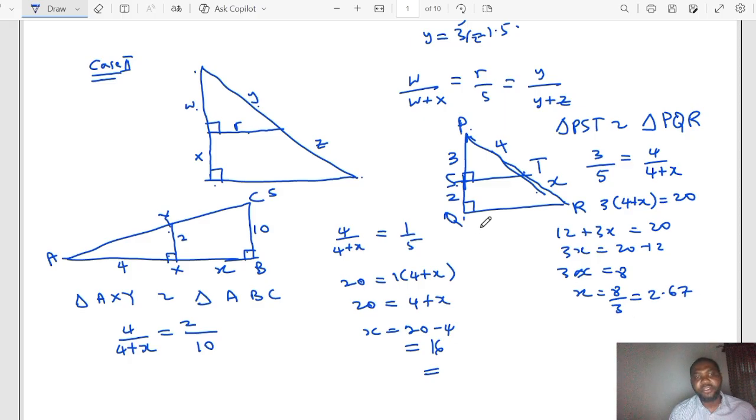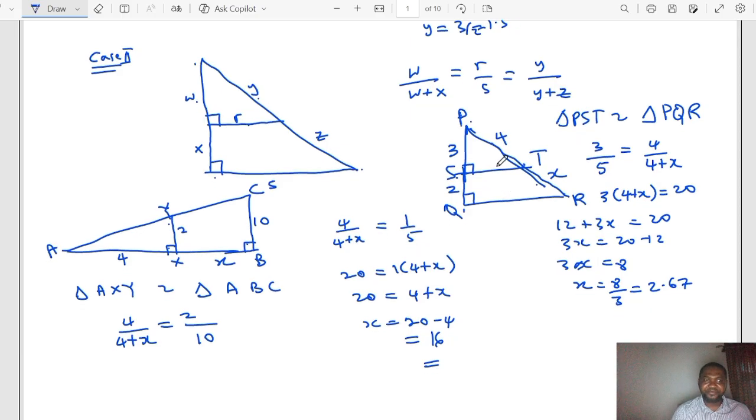So this is case 2. Whenever you're answering a question and you see a triangle like this, you know you are dealing with a similar triangle. But that is not all. I have a lot to give you here, right?